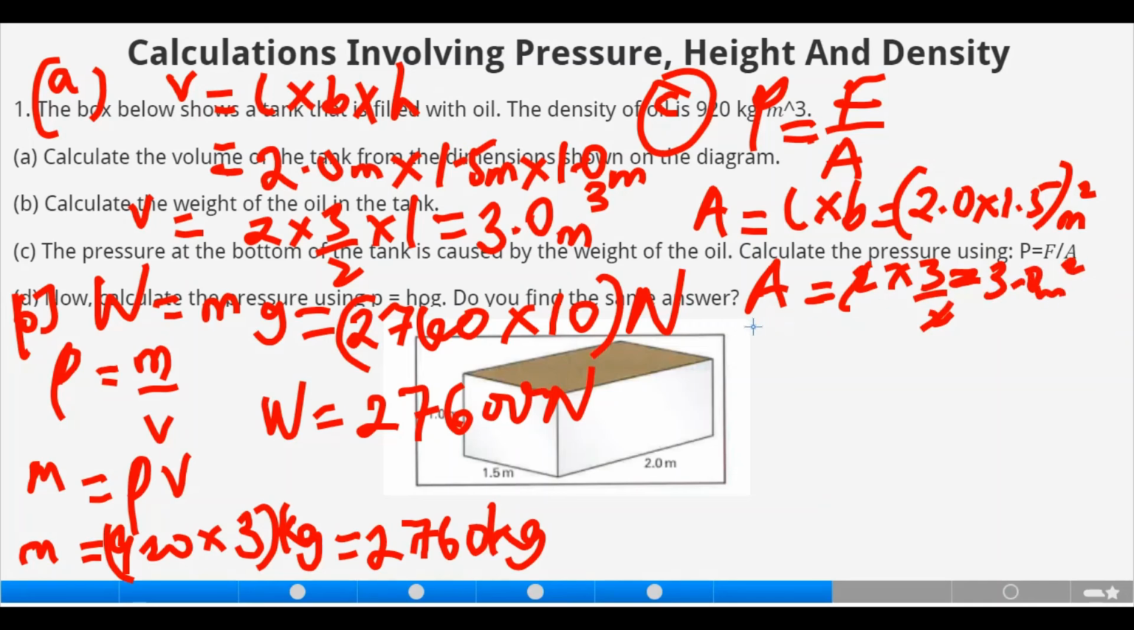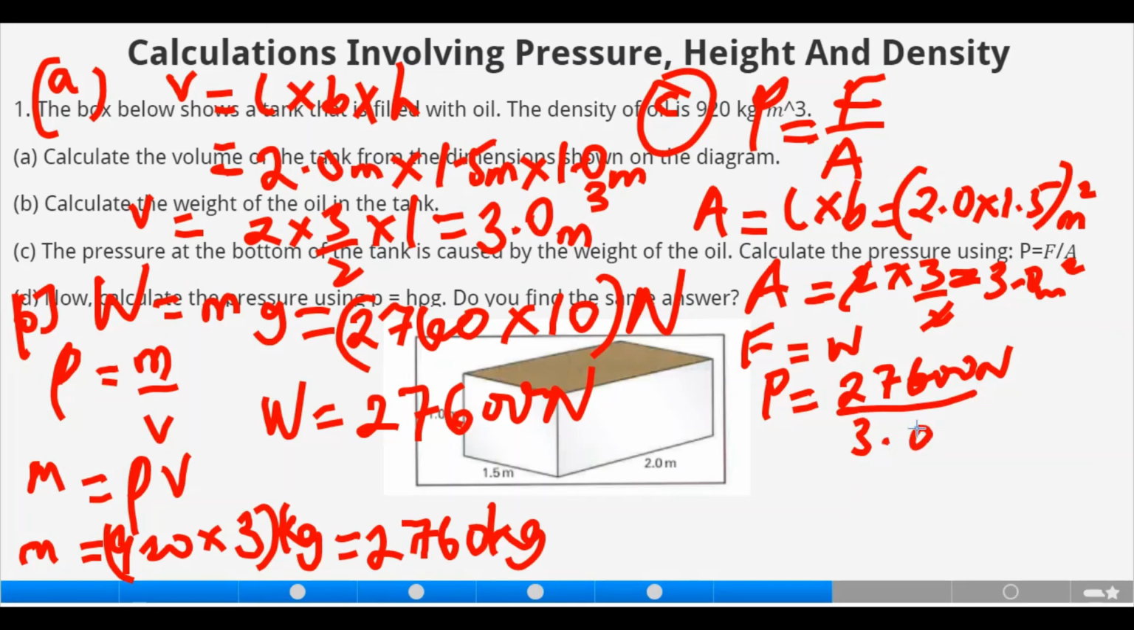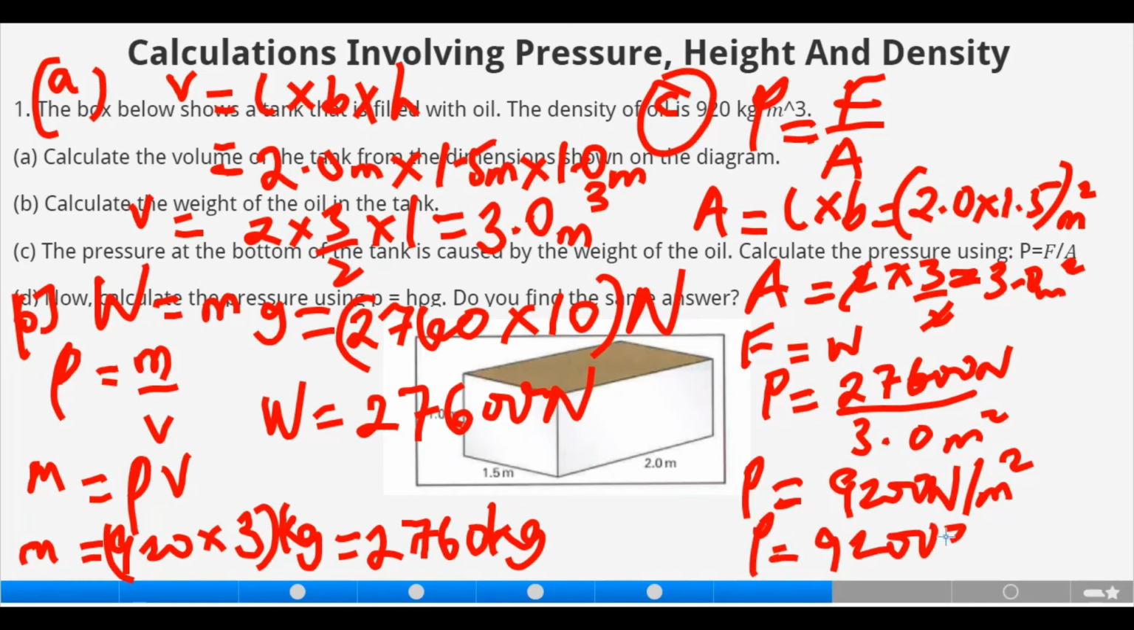3.0 meter square. But what is the force that is involved? You know that force is equivalent to weight. So pressure is 27,600 Newton, all divided by 3.0 meter square. So pressure is equal to 9,200 Newton per meter square. And that is 9,200 Pascal.